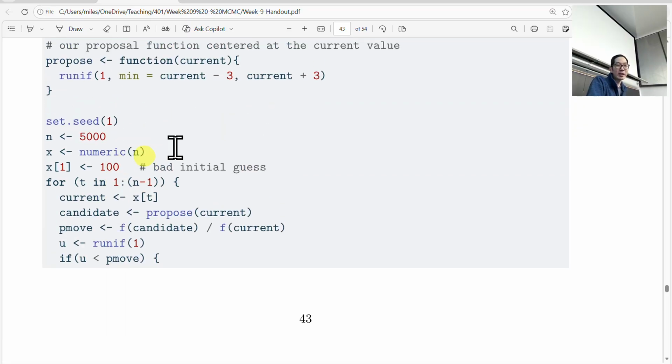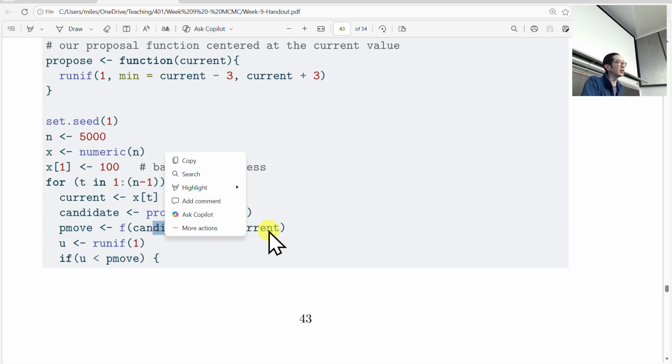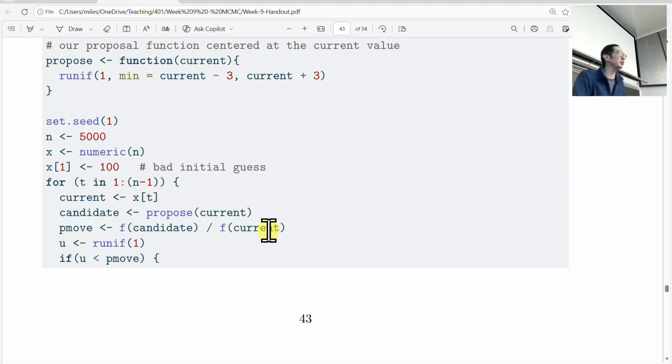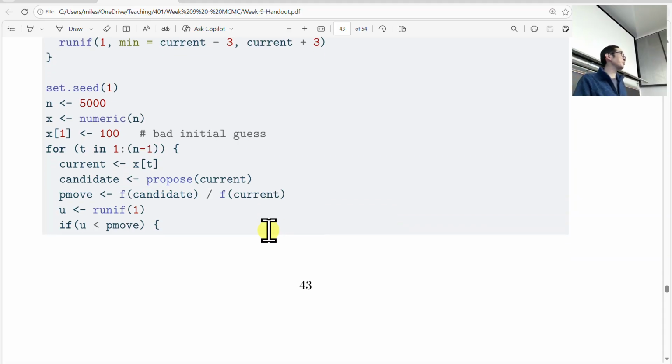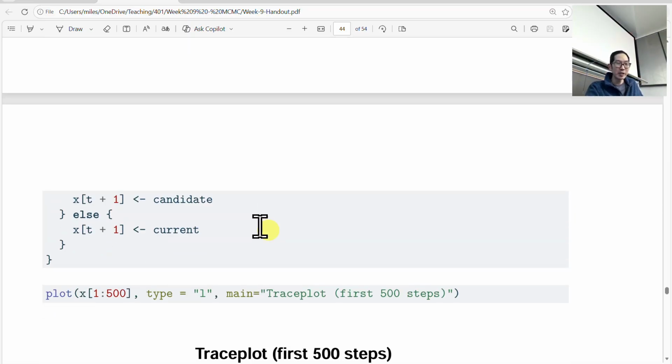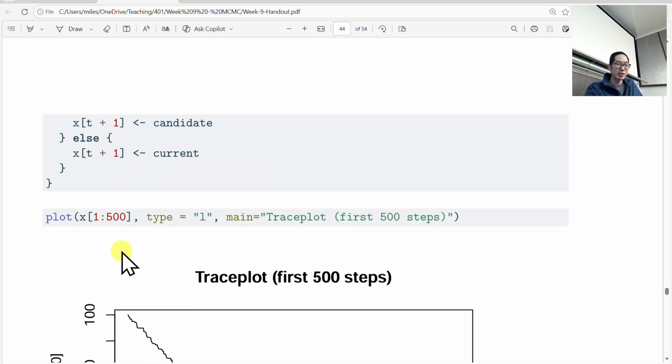If I'm currently at 100, and let's say my proposed location is 100.01, okay? The f at the candidate location is probably very similar to f at the current location. So I might get a value of like 98%. And so I'll accept it, very likely. And so I'll just move a tiny bit up, okay? So anyway, I either accept or reject it, and then I do that. Okay, so anyway, I run this.